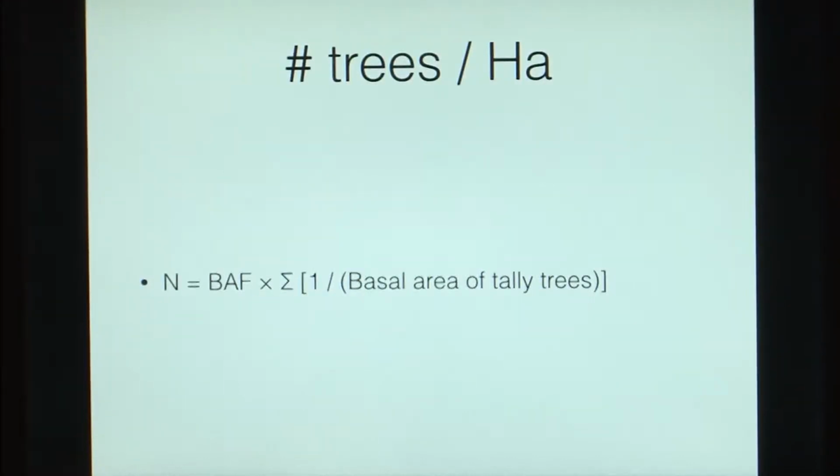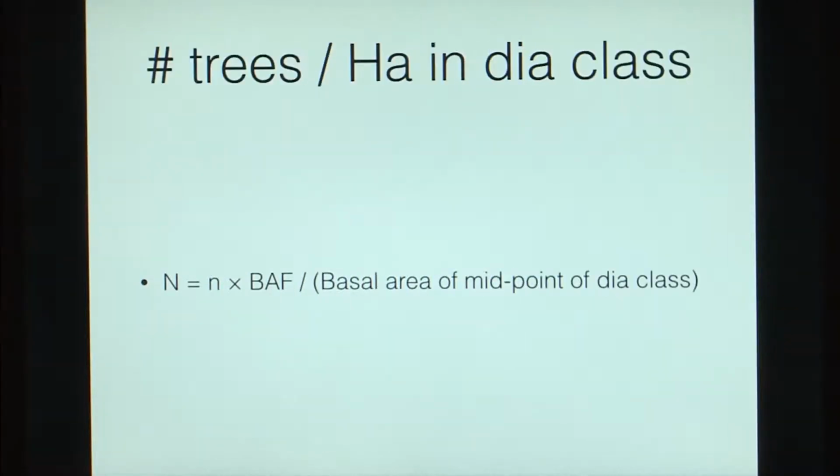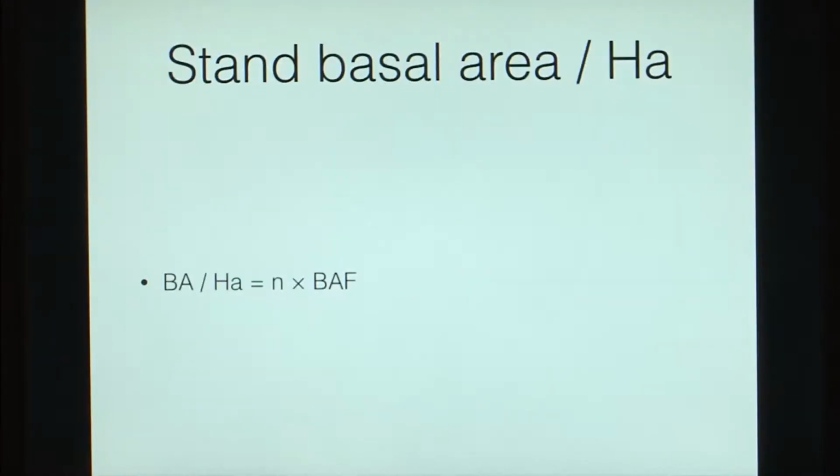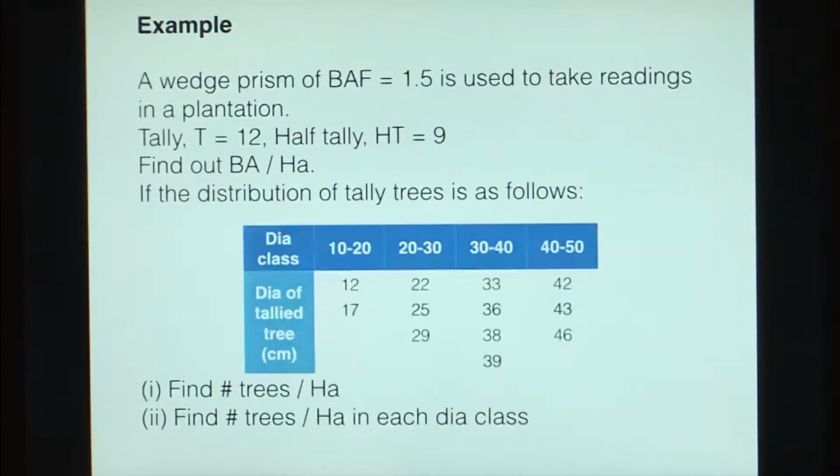Now, the computations from point sampling. We can compute the number of trees per hectare by this equation: the number of trees per hectare is the basal area factor, which is given by the instrument itself, multiplied by the sum of the inverse of basal areas of the tally trees. We can also calculate the number of trees per hectare in each diameter class by multiplying the number of tally trees with the basal area factor and dividing it by the basal area of the midpoint of the diameter class. Then we can also calculate the stand basal area per hectare, as we have seen before, it is n into BAF.